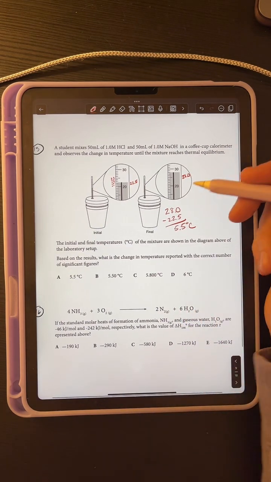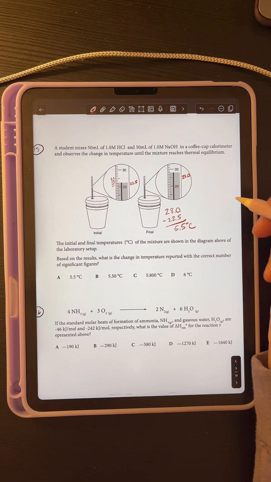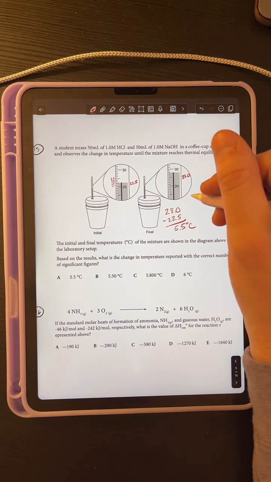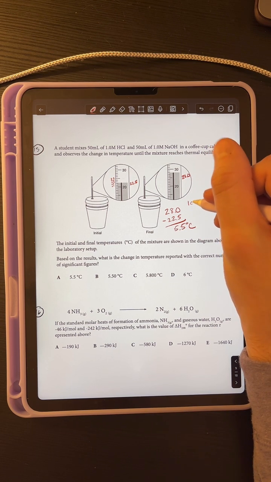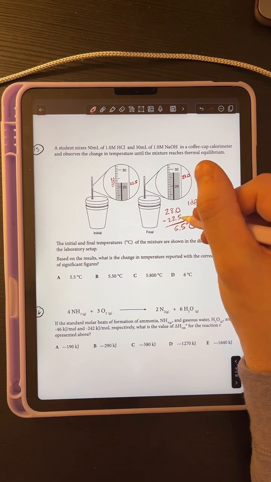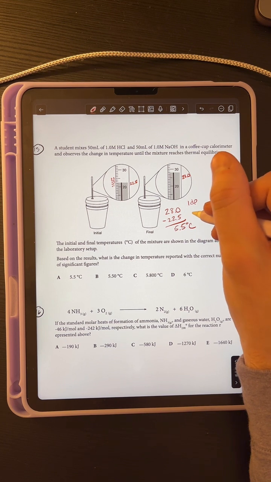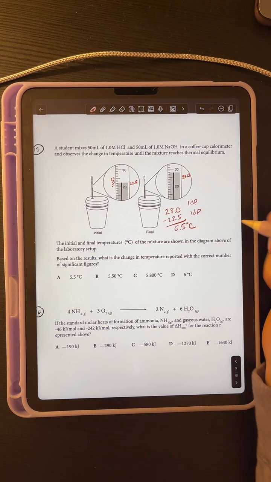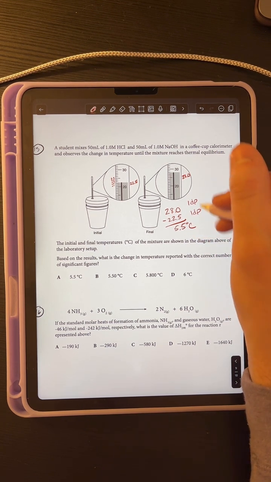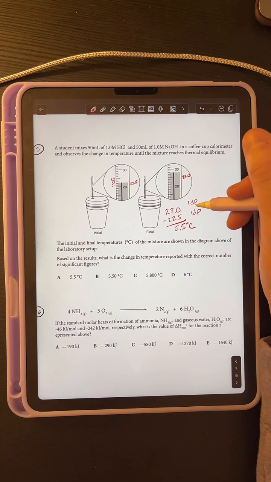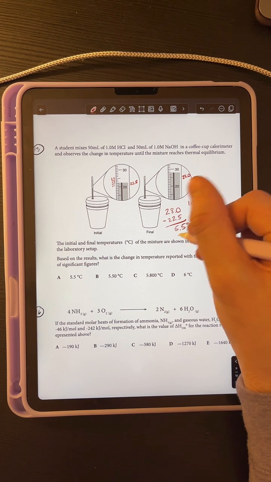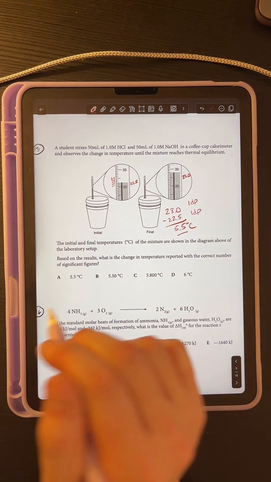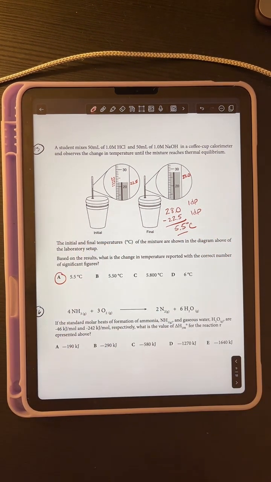Now we want to look at the correct number of significant figures. When we add or subtract, we're looking for the least number of decimal places. So the top, 28.0, is 1 decimal place. The bottom, 22.5, is 1 decimal place. So in our answer, we have to have 1 decimal place, which is exactly what we have here, 5.5, which is choice A.